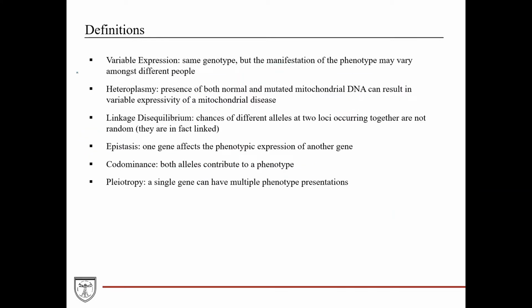So variable expression is when you have the same genotype, but the manifestation of the phenotype may vary amongst different people. So you could have a number of individuals who each have the same genotype, but you see different manifestations of certain genes among them. And those are due to epigenetic factors, which we talked about in Unit 1, where you have methylation or acetylation, things like that. You could also have just the environment. So if they're exposed to certain toxins or other factors that would damage DNA, for example, if someone's a smoker or not, or things like that.